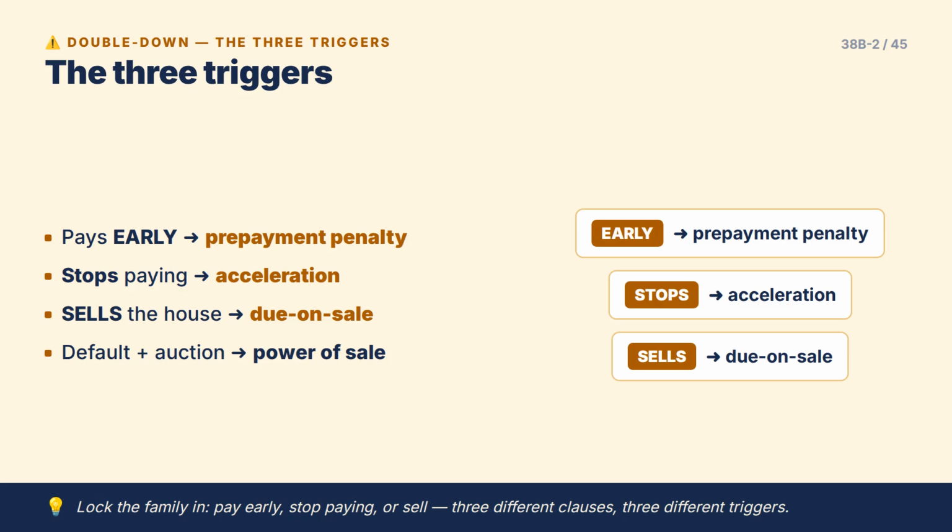One more time: pays early, prepayment penalty. Stops paying, acceleration. Sells, due on sale. Lock those three in and this question is permanently dead.